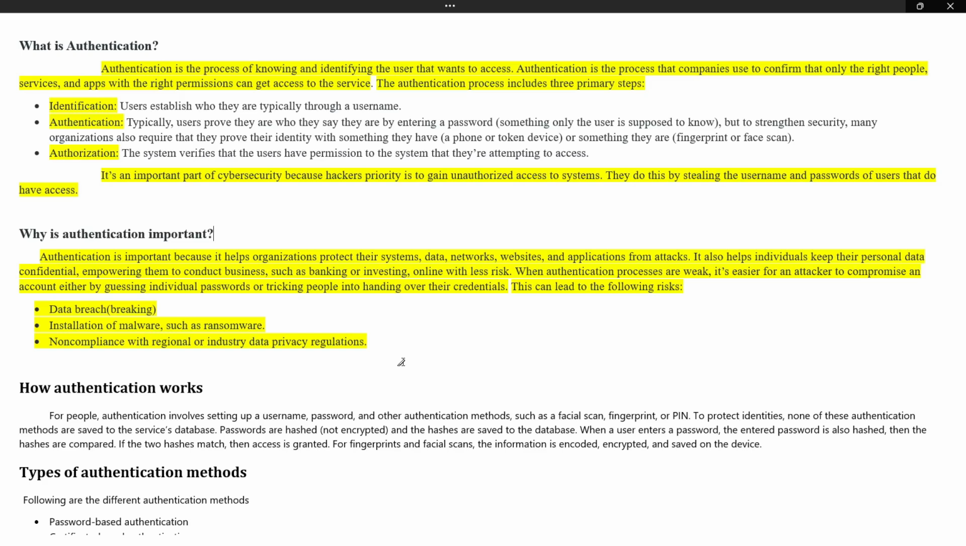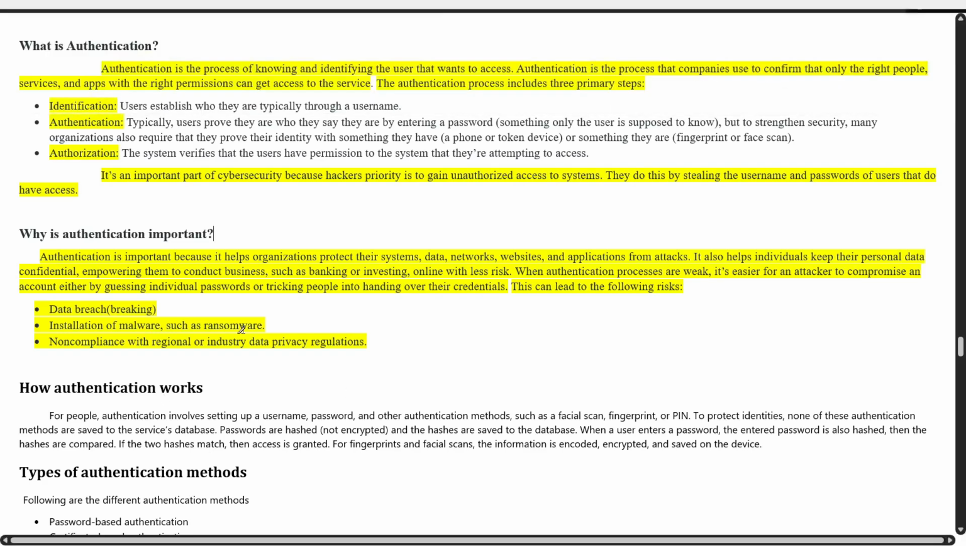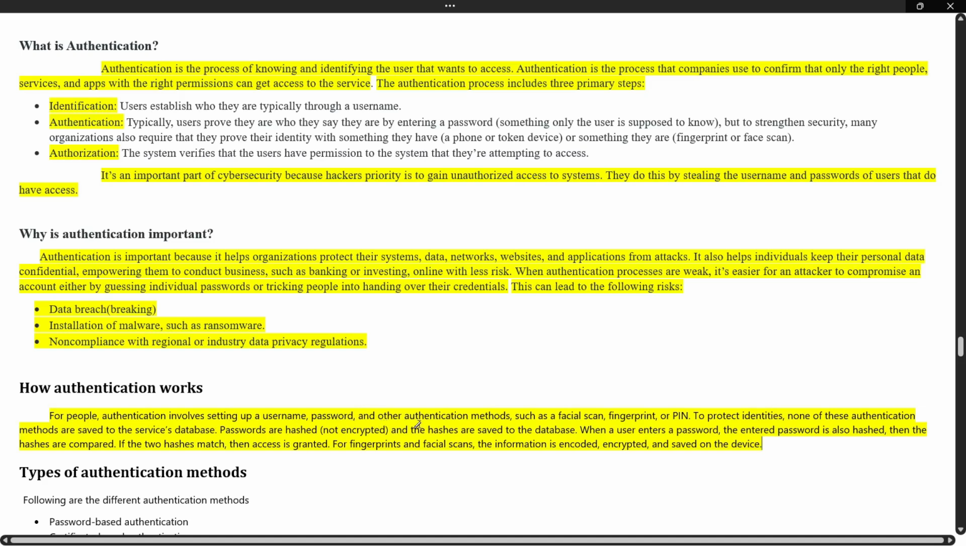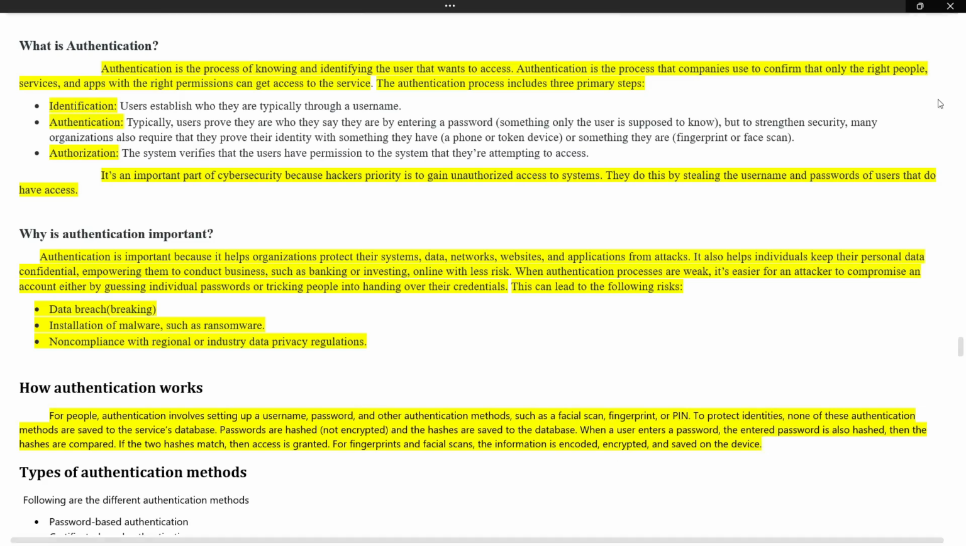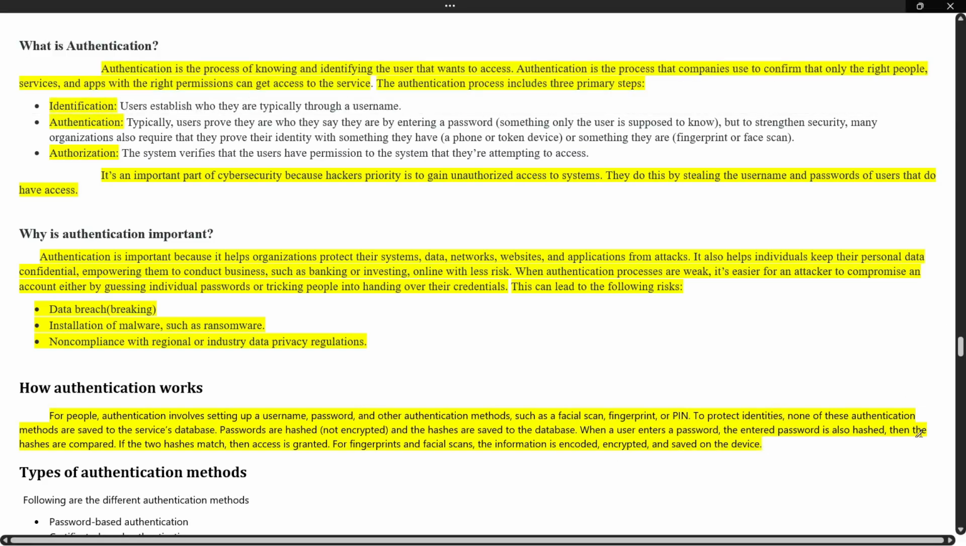So that's why the authentication is important. Let's see how authentication works. For people, authentication involves setting up a username, password, and other authentication methods such as a facial scan, fingerprint, or a PIN. To protect identities, none of these authentication methods are saved to the service database.